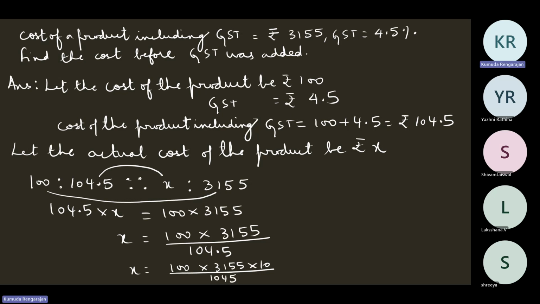So to shift the decimal point, you can multiply the numerator and denominator by 10. When you multiply 104.5 by 10, it is 1045. In the numerator, you can see the 10. In the denominator, you don't see the 10 because when you multiply it with 104.5, it is 1045.